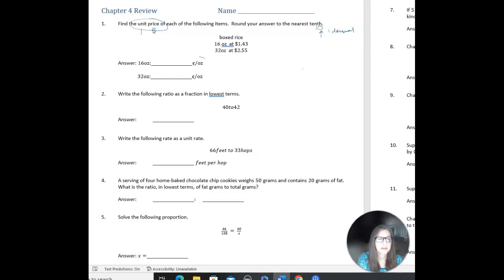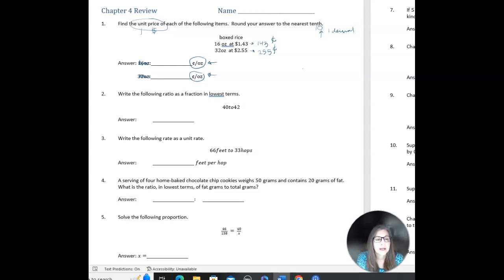Notice right here, they give you a clue as to how they want the answer. This is kind of confusing, but if you look right here, they want the cents per ounce. So we have to convert $1.43 to cents. How did I know that? Because I looked at the answer, and that's how Hawks wants me to report. So $1.43 is 143 cents. $2.55 is 255 cents. That's the first thing I had to do, and I knew because I looked at my answer.